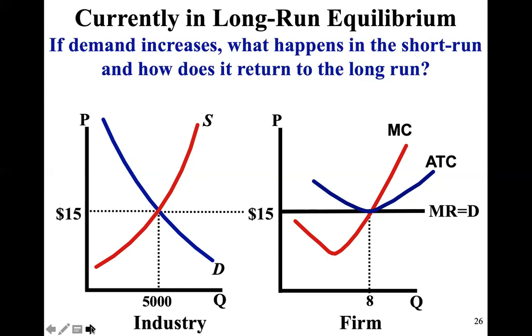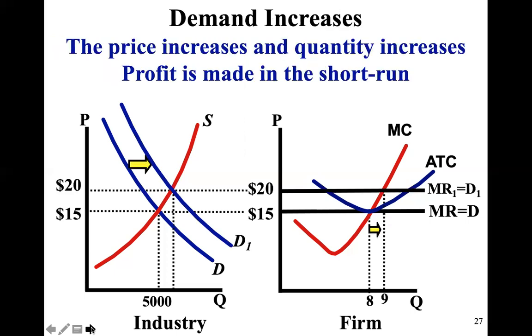However, we could still have a disruption in the market. So let's move from the long run to the short run. If the demand increases, what happens in the short run, and how does it return in the long run? So let's say this is a corn industry, and due to the demand for ethanol fuels, there is an increase in the demand for the whole market for this particular product. What's going to occur? Well, demand's going to increase to the right. The price and quantity in the market are going to increase.